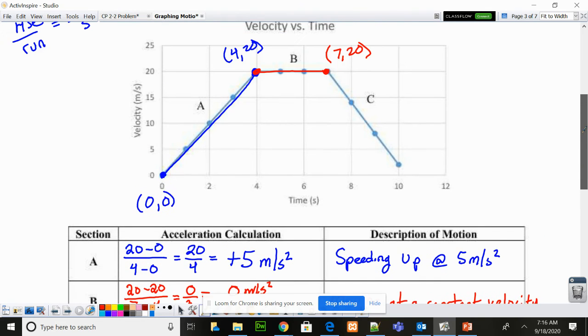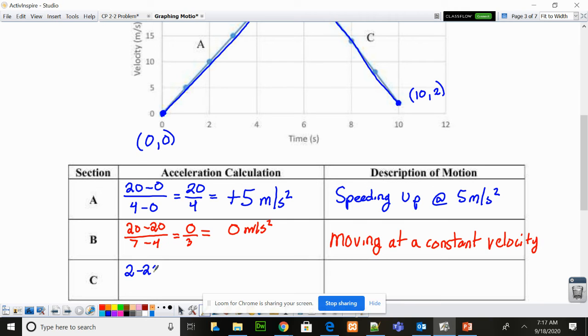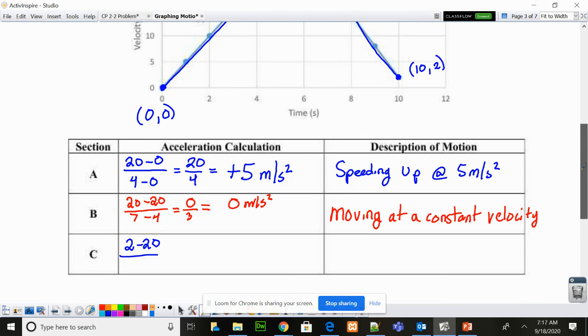So here we go. Let's look at C. Okay, so in part C, we start up here with a velocity of 20, and we're going all the way down here. I guess my velocity is maybe around 2. I think it's quite halfway, so I think it's maybe only 2 up. And over 10, up about 2, okay? All right, so now I'm going to find my slope. So 2 minus 20 divided by 10 minus 7.